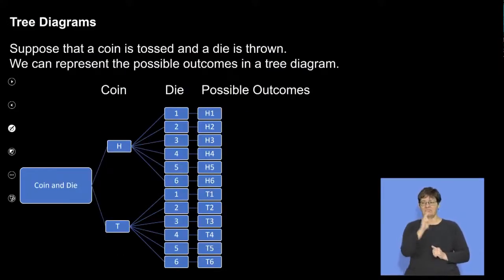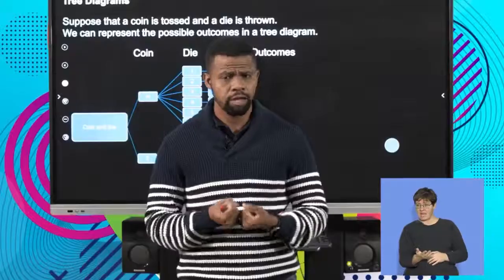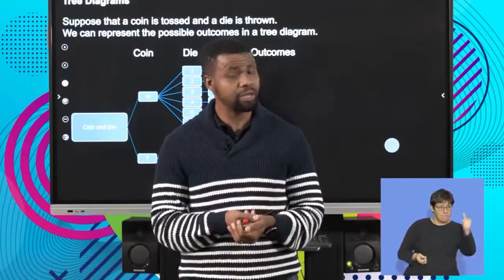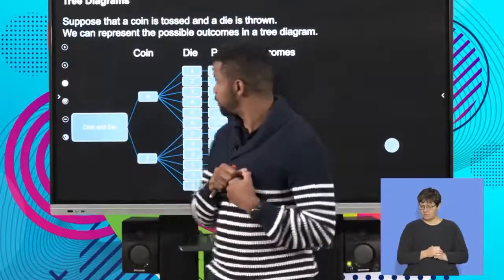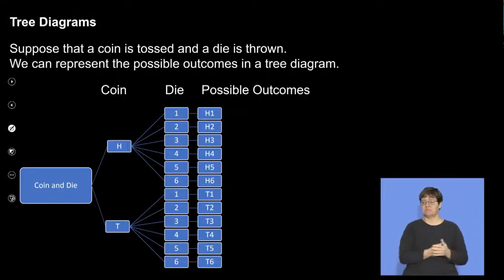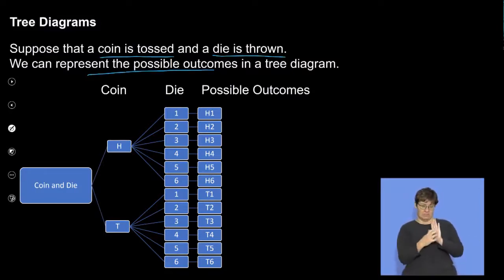Now, let's look at another tree diagram. But in this tree diagram, we want to take a coin and a die, and we're going to throw those together simultaneously. How do we draw a tree diagram for that? Suppose a coin is tossed and a die is thrown. We can represent the possible outcomes in a tree diagram. A coin can give us what? Head or tail. Are we together?